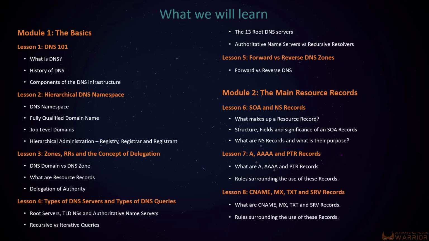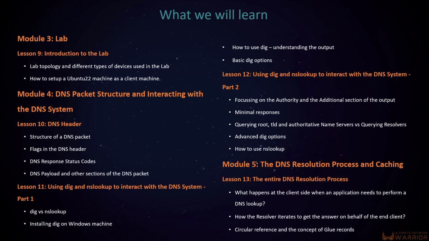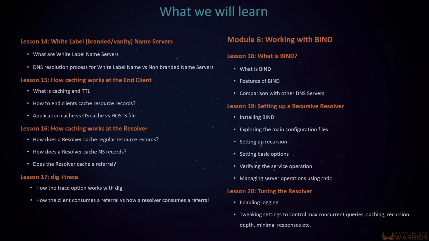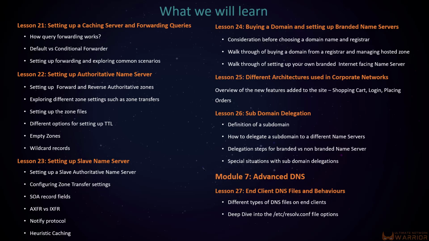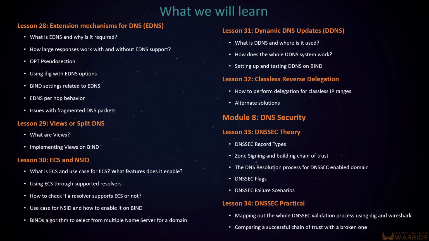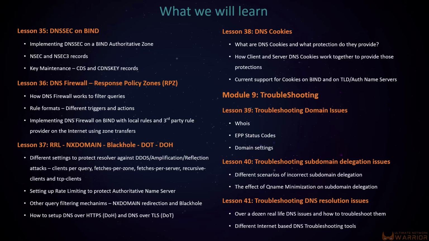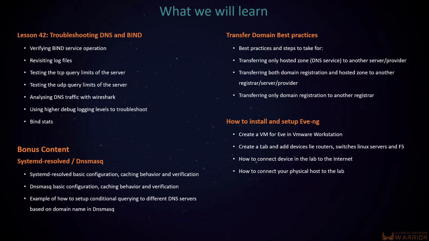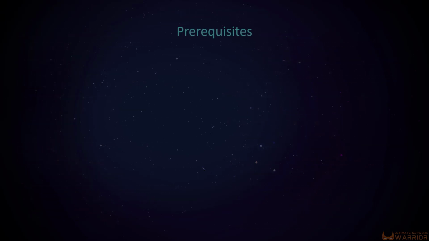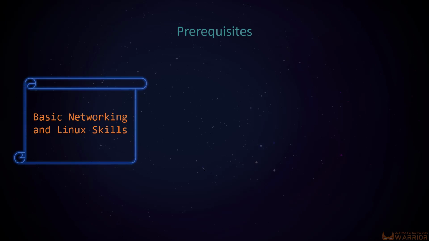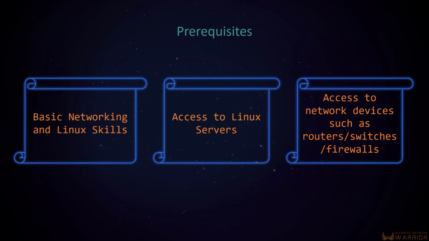Alright, so here is the full table of contents of each lesson. You can download this from the course resource section and use it to navigate through the course. To fully appreciate the course, you should have basic networking and Linux knowledge, access to a few Linux servers. They could be on cloud, EVE-NG, GNS3, access to intermediate network devices such as routers, switches, and firewalls.